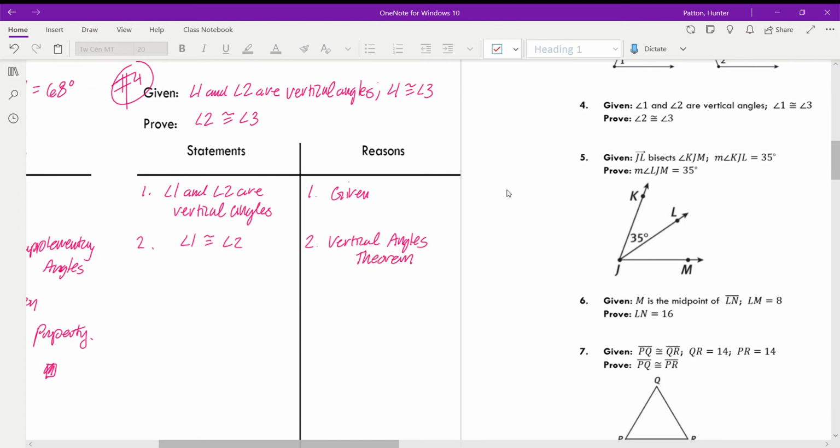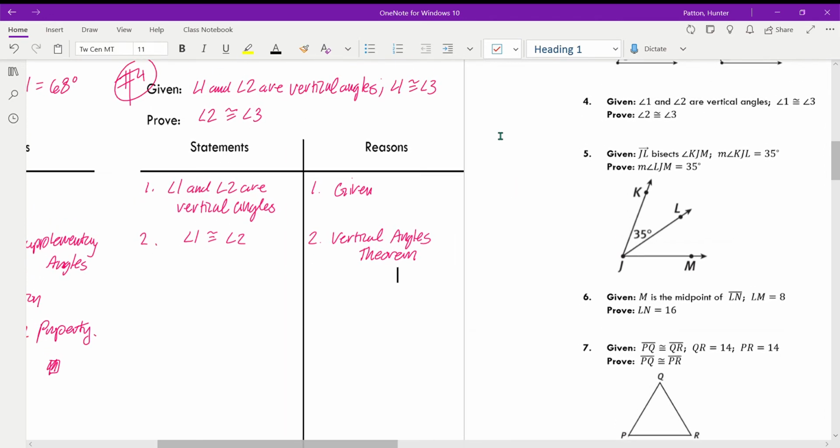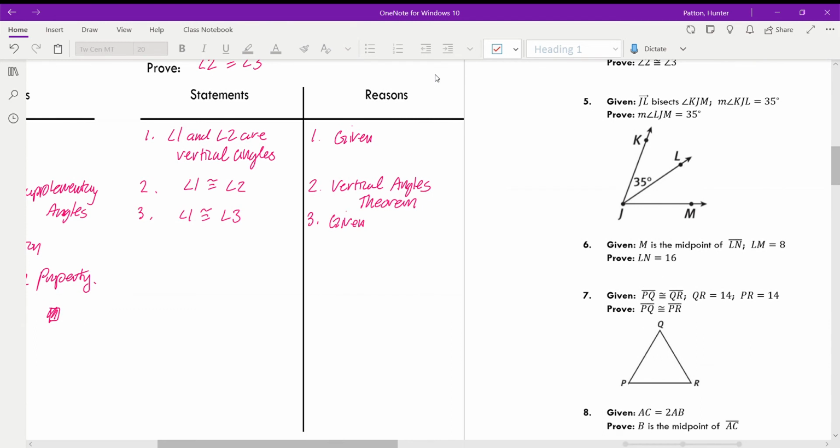Okay, now, I also know something about angle 1 from my other givens. Let's go ahead and state that real quick. Angle 1 is also congruent to angle 3 by our given. Okay, now we'll hold the phone here. I probably can use the transitive property. Since both 2 and 3 are congruent to angle 1, angle 2 has to be congruent to angle 3. And that's by the transitive property.